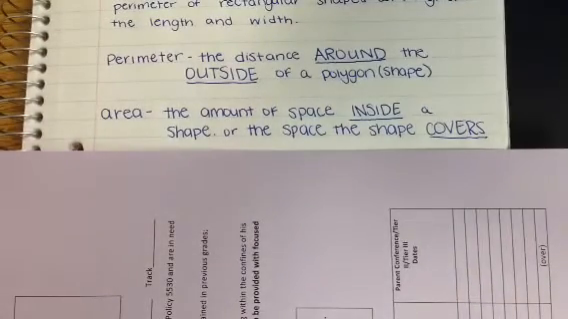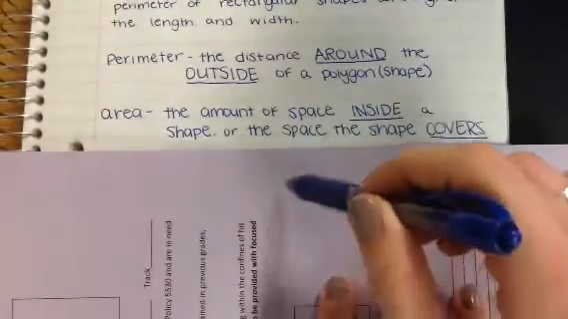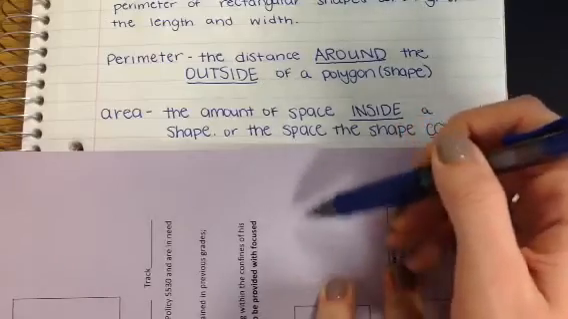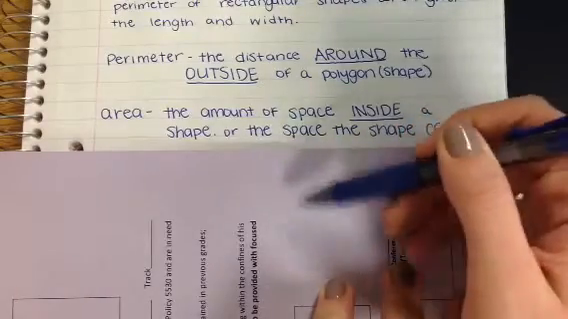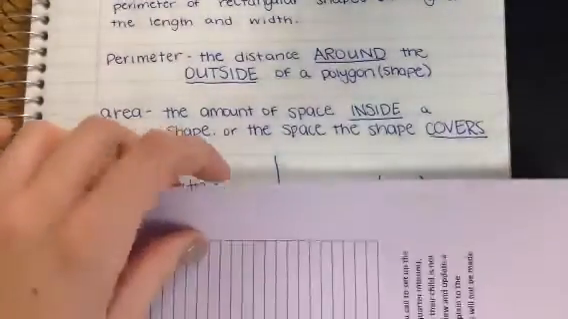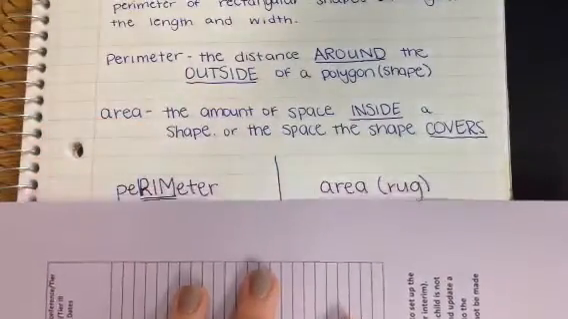Alright, so our other term is area, and area is the space that is inside of a shape, or the space that a shape covers. So remember that perimeter is just the distance around the outside, while area is the amount of space inside. Go ahead and pause your video to get that copied down and press play when you're ready to begin again.